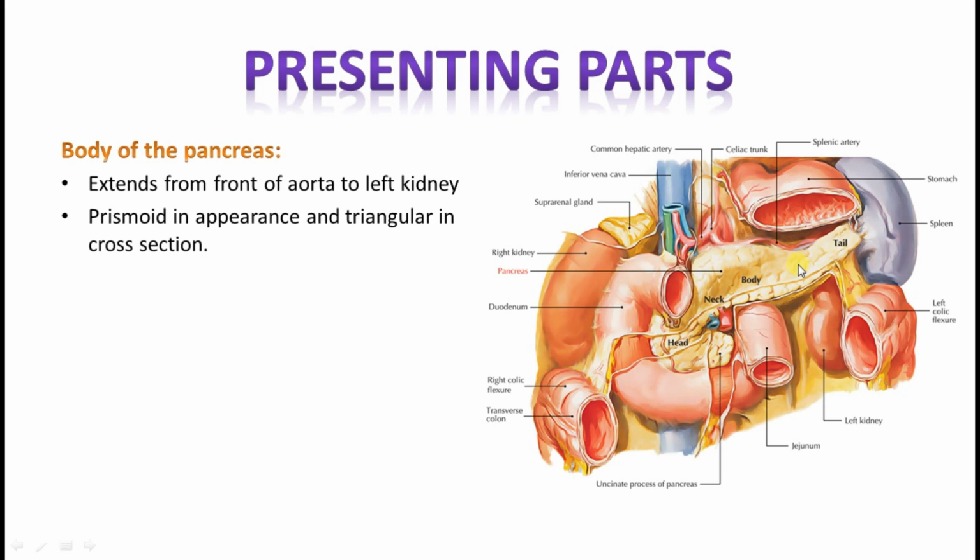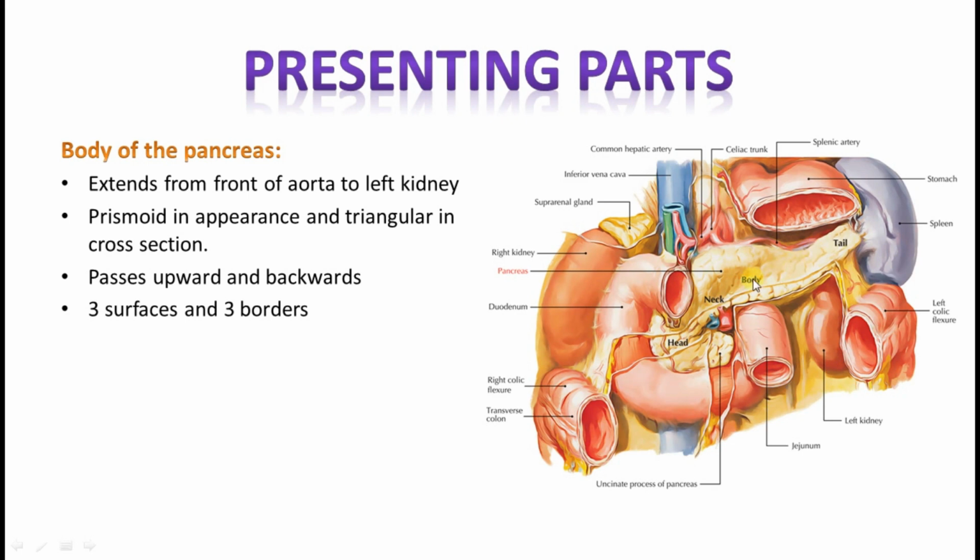As I told you, it has an antero-superior surface, antero-inferior surface and posterior surface. Three surfaces, three borders: superior border, anterior border and inferior border. So three surfaces and three borders. It actually passes upwards and then backwards to be continuous with the tail of the pancreas.